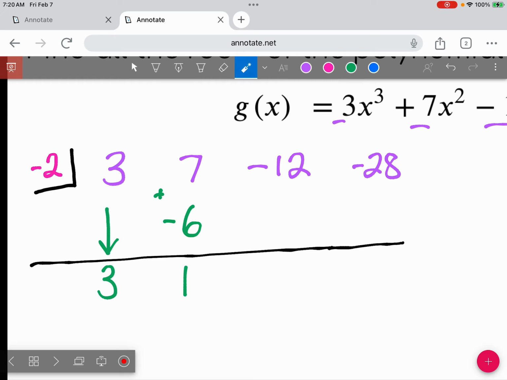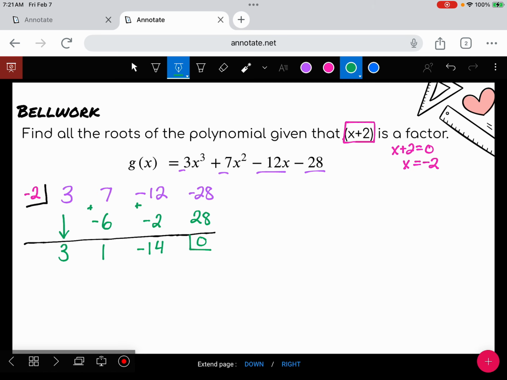We take our 1 times our -2 and put it under. So we're going to have a -2 here. And then again, we add these pieces together. -12 plus -2 is -14. Which means when I multiply together my -14 and my -2, we're going to get ourselves a positive 28. Which gives us a remainder of 0, which means for sure x plus 2 is a factor, and we can keep going because we are awesome and we've got the skills to back this up.